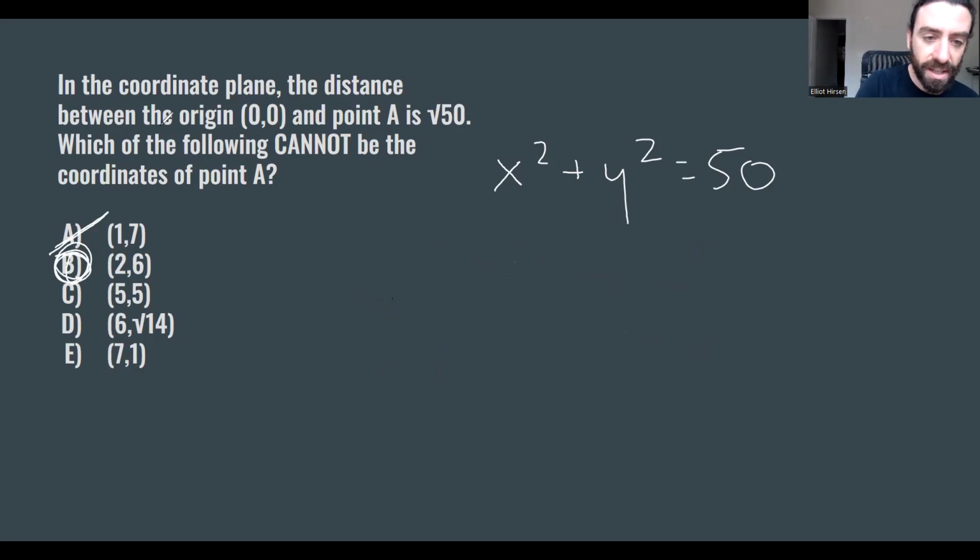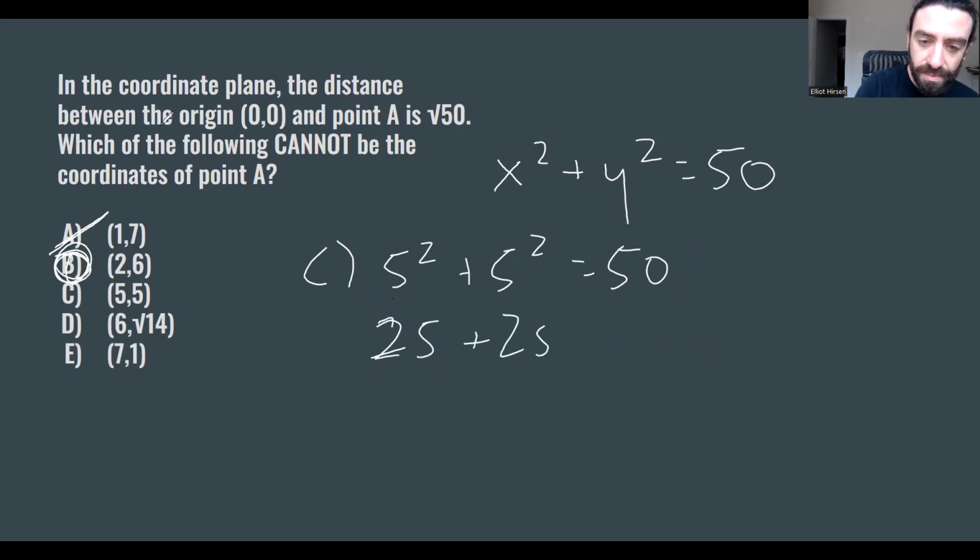Answer choice C says that 5 squared plus 5 squared should come out to 50. Those are both going to be 25s. And that does add up, right? 25 plus 25 does make 50. Once again, because here we do satisfy x squared plus y squared equals 50, these could be the coordinates of point A. So answer choice C is not the correct answer in this case.